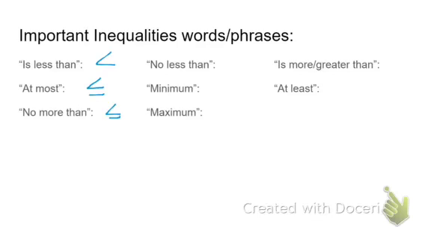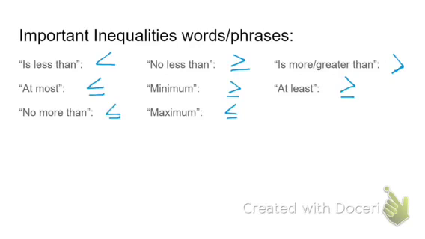No less than, that means it's going to be bigger, but it can also be equal. So we're going to use greater than or equal to. Minimum is less than or equal to. Maximum, meaning it cannot be bigger, we're going to use less than or equal to. Is more or greater than, meaning it's going to be bigger, but it cannot be equal. At least, that's going to be our greater than or equal to.